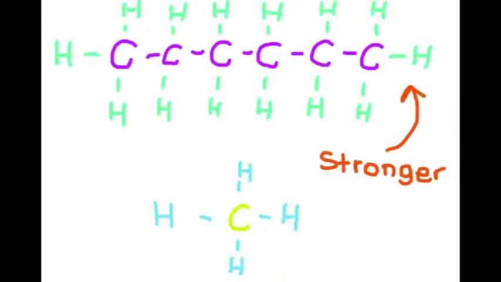London dispersion creates very weak and temporary poles from the natural movement of electrons. The longer the molecule is, the stronger the London forces are. So, in the picture shown, the longer chain of C's and H's is going to be stronger than the shorter one.